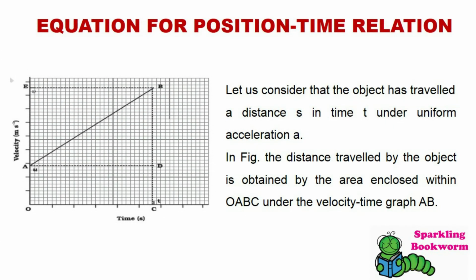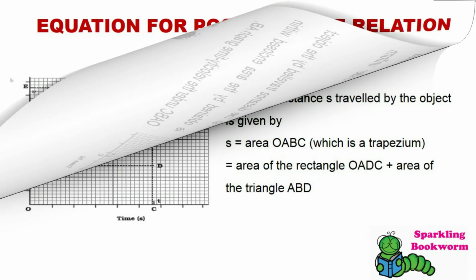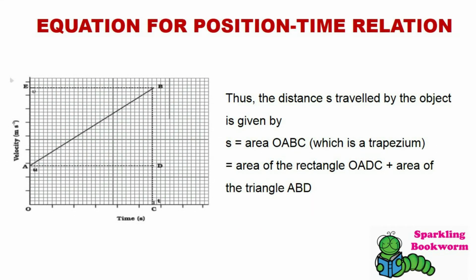Equation for position-time relation. Let us consider that the object has traveled a distance s in time t under uniform acceleration a. In the figure, the distance traveled by the object is obtained by the area enclosed within OABC under the velocity-time graph AB. Thus, the distance s traveled by the object is given by s equals area OABC, which is a trapezium, equals area of the rectangle OADC plus area of the triangle ABD.